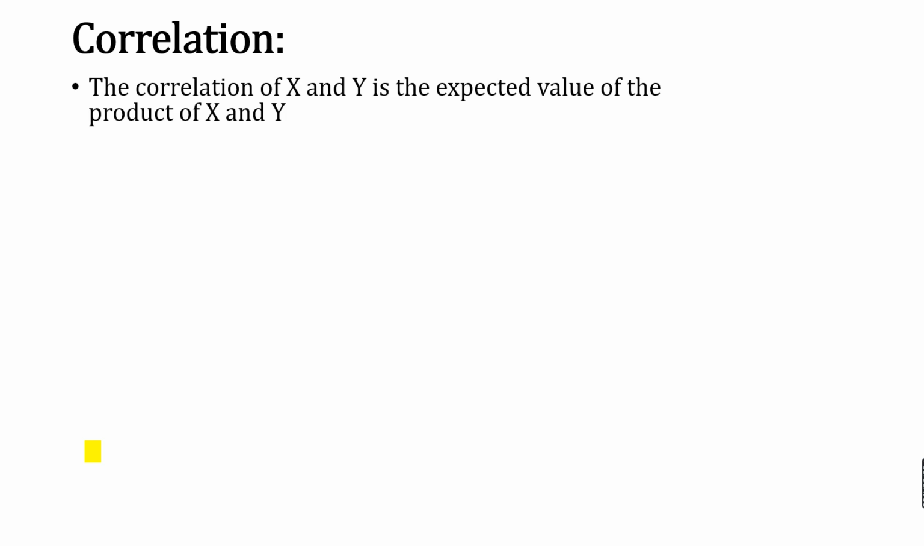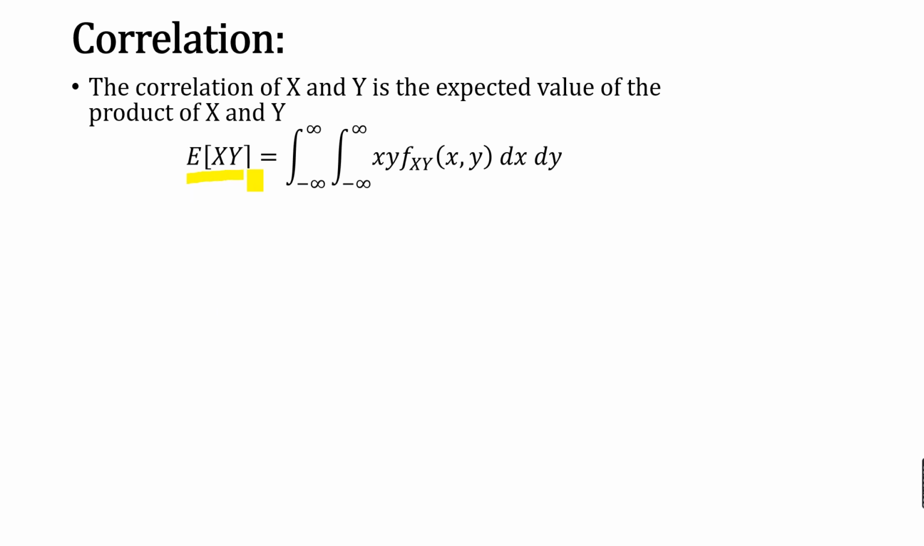The next concept is correlation. Actually, the correlation is the product of two random variables x and y, and it is denoted as E of xy, and it is mathematically defined as x times y times the bivariate probability density function, integrated with respect to x and y over the limits minus infinity to plus infinity.